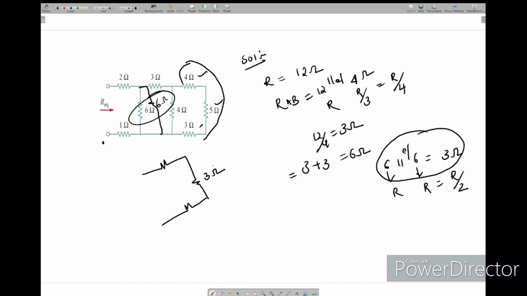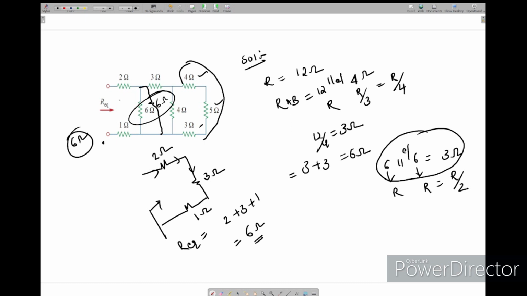So this we got finally 3 ohm. This is 2 ohm. This is 1 ohm. See, now all are in series. If you see, all connections are series. So simply this is 2 plus 3 plus 1. This is 6 ohm. Answer for this question is 6 ohm.